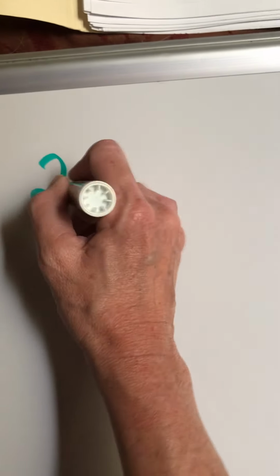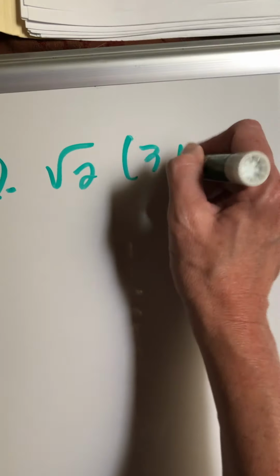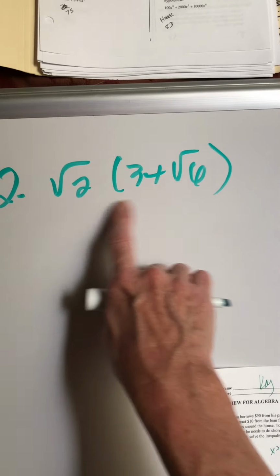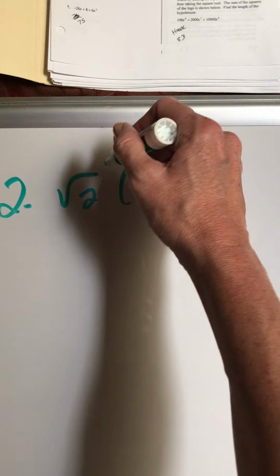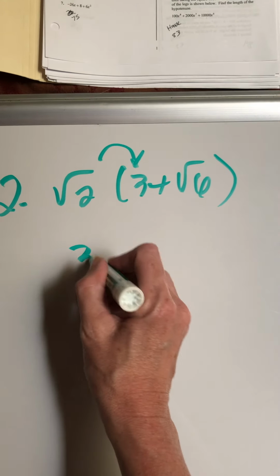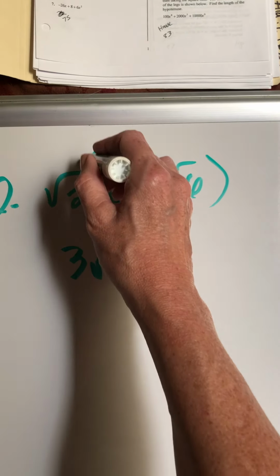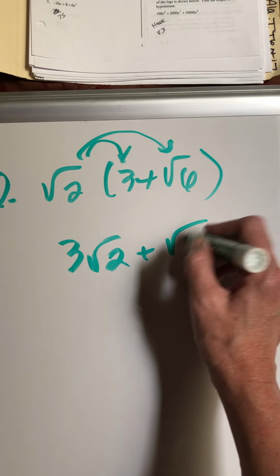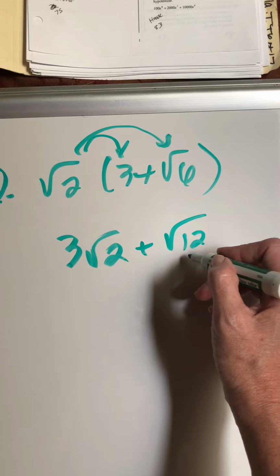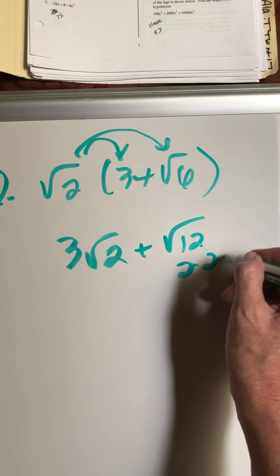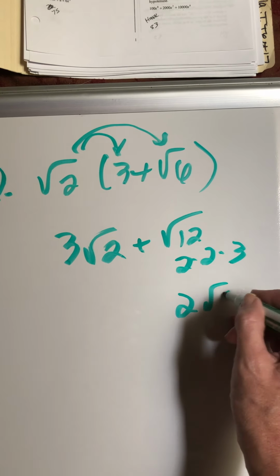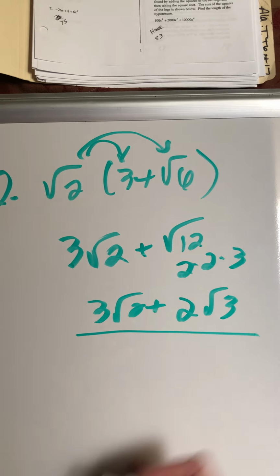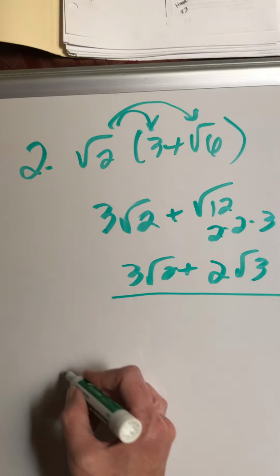Then number 2, it's distributive property with radicals. So you are going to distribute the square root of 2 to 3. So square root of 2 times 3. 3 is not underneath the radical, so that's 3 square roots of 2. Then you're going to distribute the square root of 2 to the square root of 6. They're both underneath the radical, so that's the square root of 12. Then you have to simplify the square root of 12. 2 times 2 times 3. So this would be 2 square roots of 3. So 3 square roots of 2 plus 2 square roots of 3. So that's your answer on number 2.